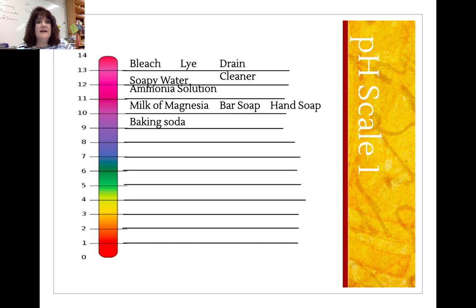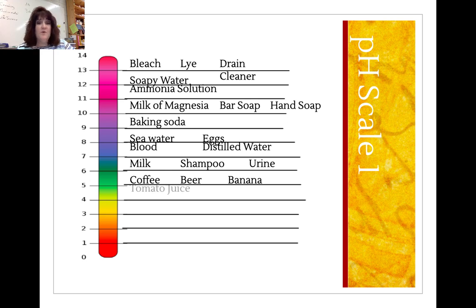A pH of 9 is baking soda. A pH of 8 is salt water or seawater, and eggs. A pH of 7 is blood, distilled water or pure water. A pH of 6 is milk, shampoo, and urine. A pH of 5 is coffee, beer, and bananas.